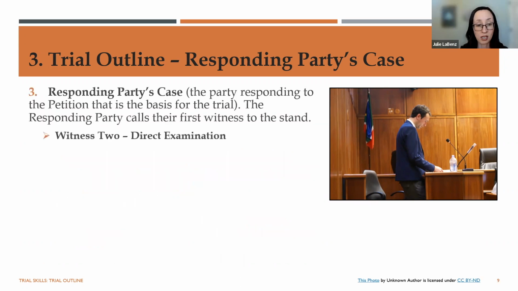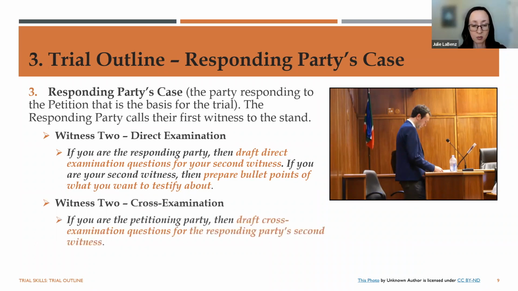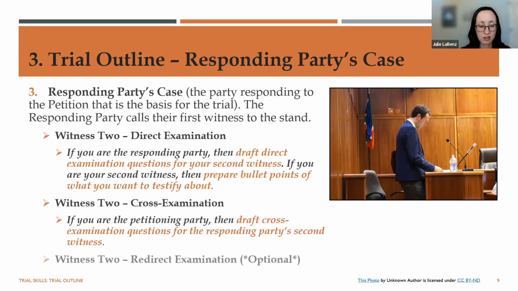If the responding party has 2 witnesses, then this is where they would call their second witness to the stand, and the responding party will want to draft direct examination questions ahead of time for their second witness. Or if they are going to be their second witness, then they can prepare bullet points of what they want to testify about. Witness 2 would be subject to cross-examination. So if you're the petitioning party, you would draft cross-examination questions for the second witness, and then redirect, you'll figure that out during the trial.